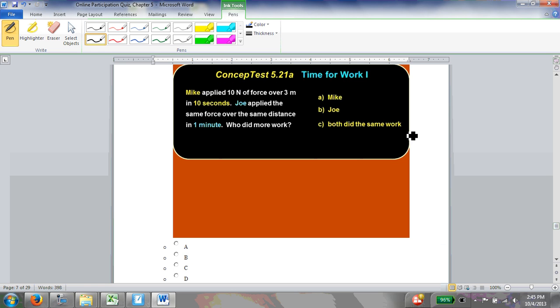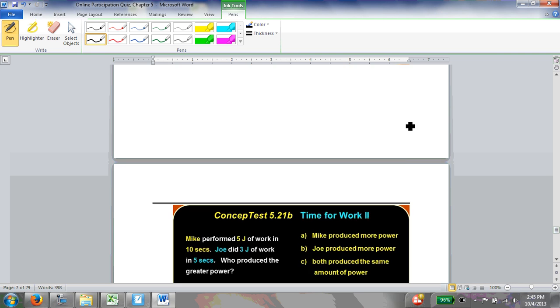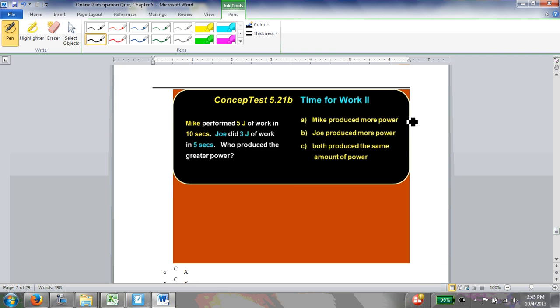Mike applies 10 newtons of force over 3 meters in 10 seconds, and Joe applies the same force over the same distance in 1 minute. Who did more work? Well, they give the time here, but work is independent of time. They both applied the same force over the same distance, so both did the same amount of work. So that's C. Mike performed 5 joules of work in 10 seconds, and Joe did 3 joules of work in 5 seconds. Who produced the greatest power?